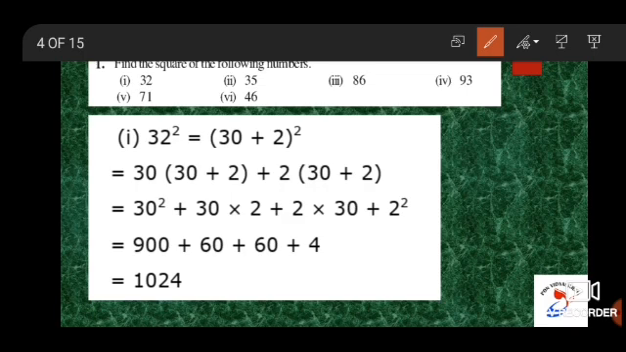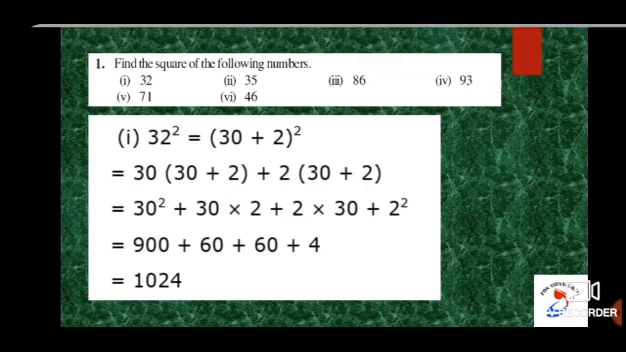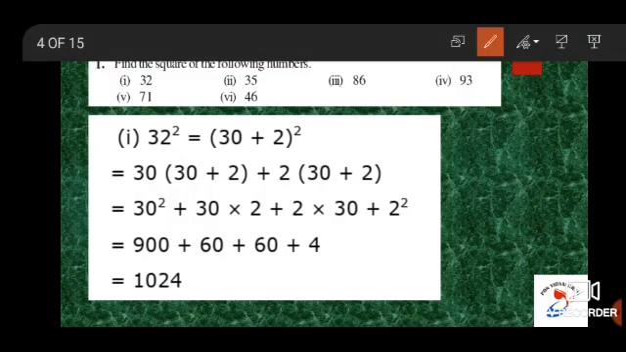The other method is by using the algebraic identity, that is (a plus b) whole square is equal to a square plus 2ab plus b square. As we have not yet discussed algebraic identity, we will follow the distributive property. So let us start discussing the solution. 32 can be written as (30 plus 2) the whole square. So this is nothing but (30 plus 2) into (30 plus 2).